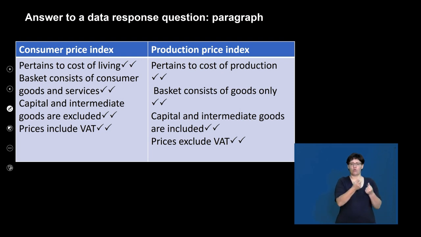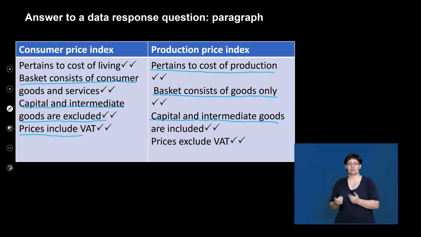For example, consumer price index pertains to the cost of living, and producer price index pertains to the cost of production. You earn 2 points there. The basket typically consists of consumer goods and services, and for the other, the basket consists of goods only. Capital goods and intermediate goods are excluded from consumer price index, and producer price index includes capital and intermediate goods. For consumer price index, prices include VAT, and for producer price index, prices exclude VAT, right?